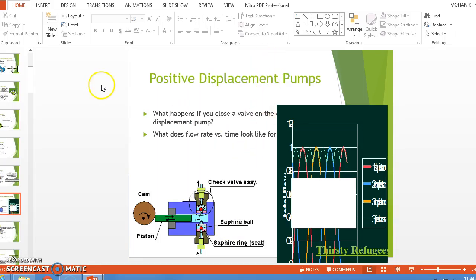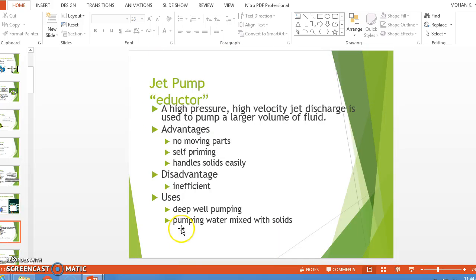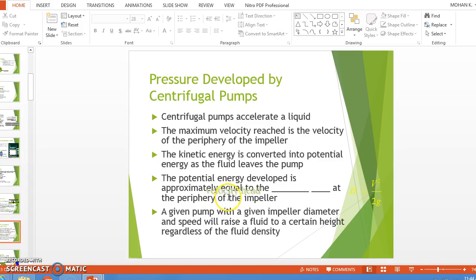Positive displacement pump: where it may be used, and what the flow versus time looks like. In the jet pump, a high pressure, high velocity discharge is used to pump a large volume of fluid. Advantages: there are no moving parts, it is self-priming, and it handles solids easily. The disadvantage of the jet pump is that it is inefficient. It may be used for deep well pumping and for water mixed with solids.